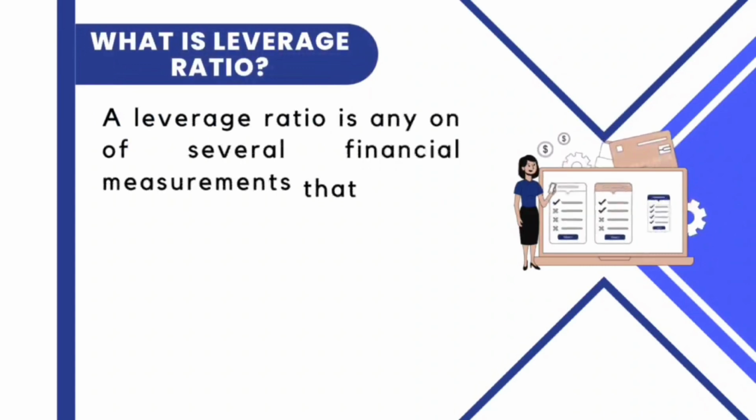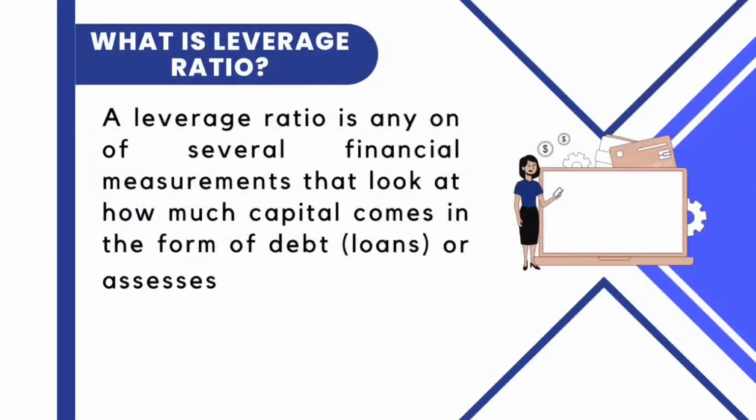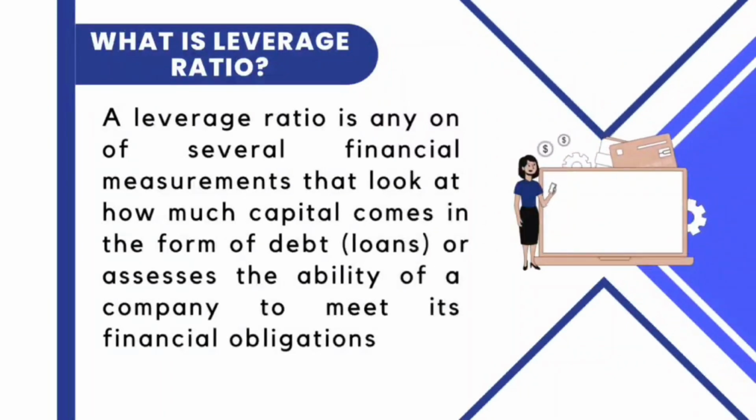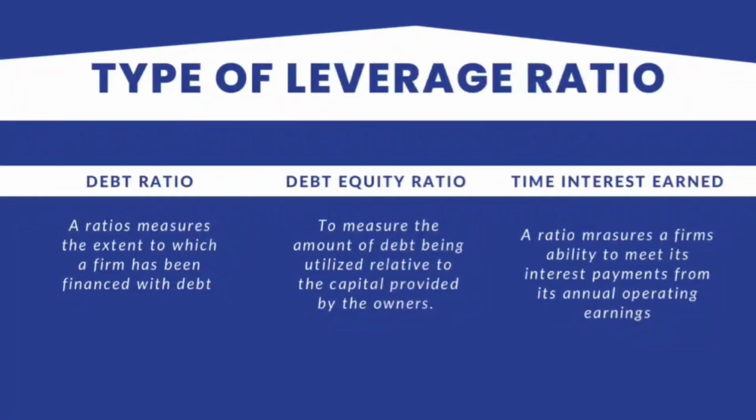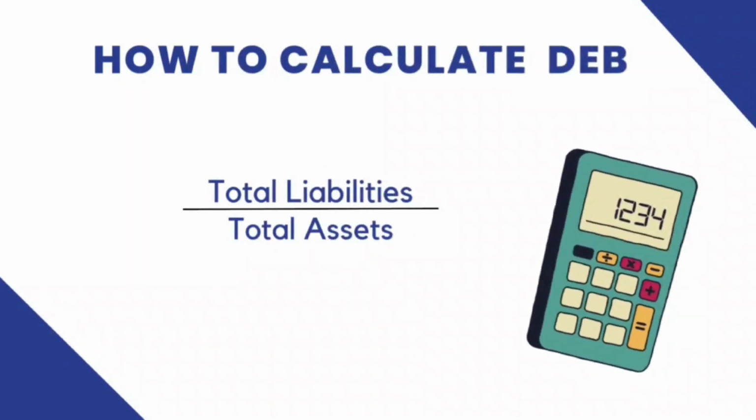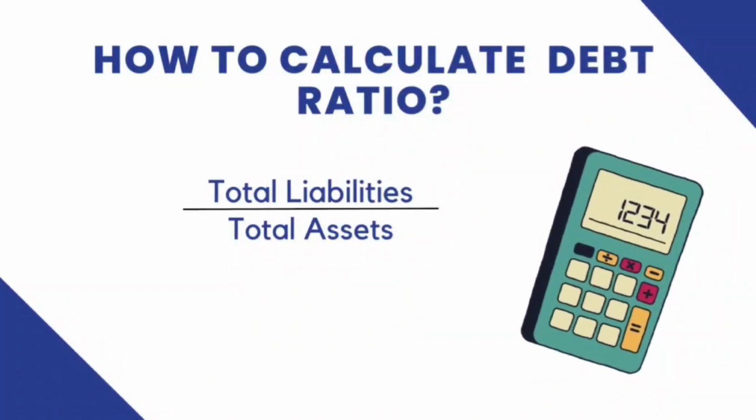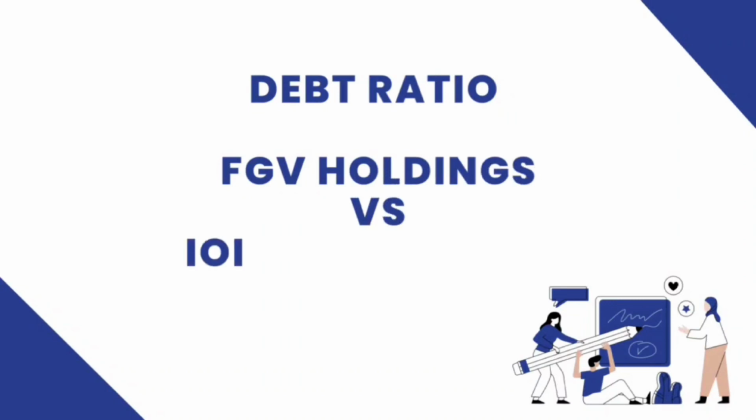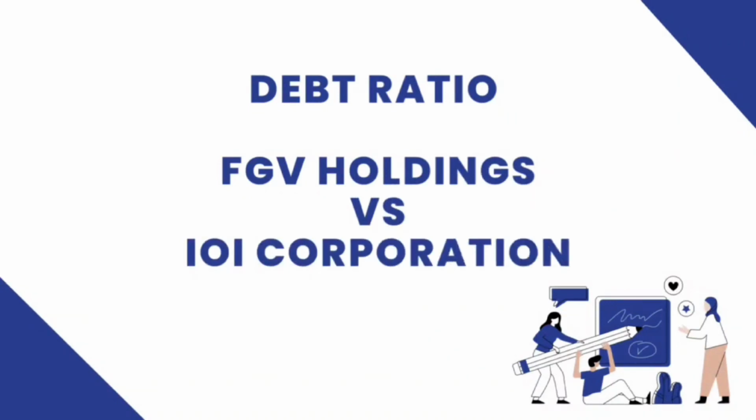Leverage ratio is any one of several financial measurements that assess the ability of a company to meet its financial obligations. The types of leverage ratio are the debt ratio, the equity ratio, and times interest earned. We calculate the debt ratio by the firm's total liabilities divided by total assets. Let's take a look at the debt ratio between FGV Holding and IOI Corporation within 2020 to 2021.